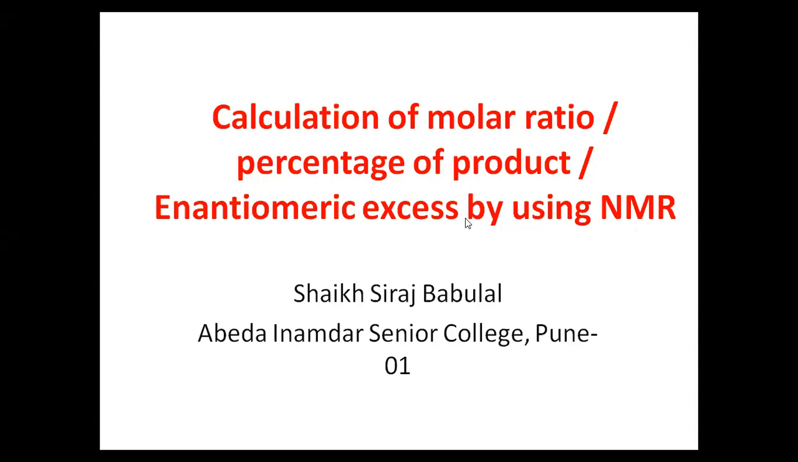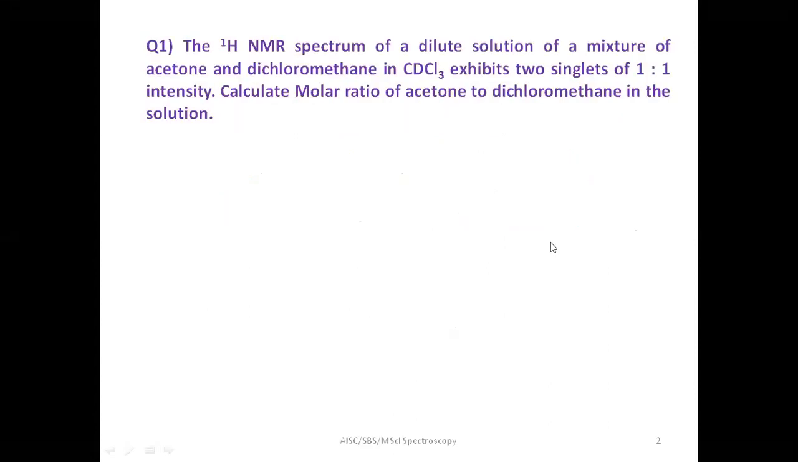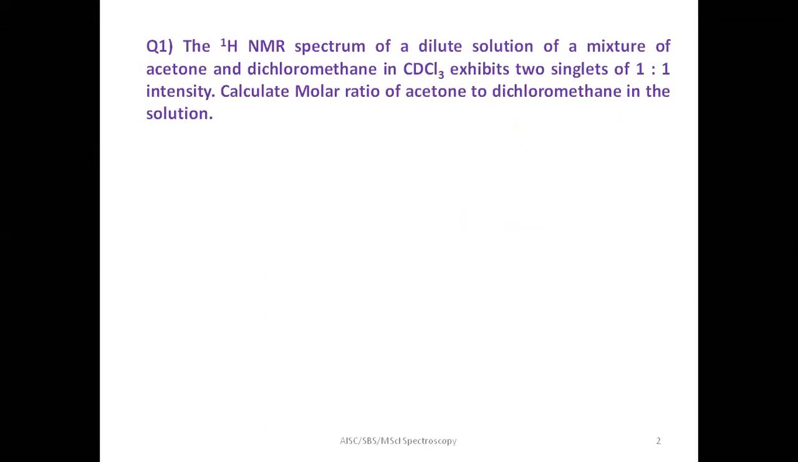So calculation of a molar ratio of a given mixture or given crude product, that's a percentage of product calculation or enantiomeric excess by using NMR technique. In the first problem, the H1 NMR spectrum of a dilute solution, which is prepared by mixing acetone and dichloromethane, that is DCM, in CDCl3 as a solvent, exhibits two singlets of intensity 1:1. Calculate the molar ratio of acetone to dichloromethane in your solution.